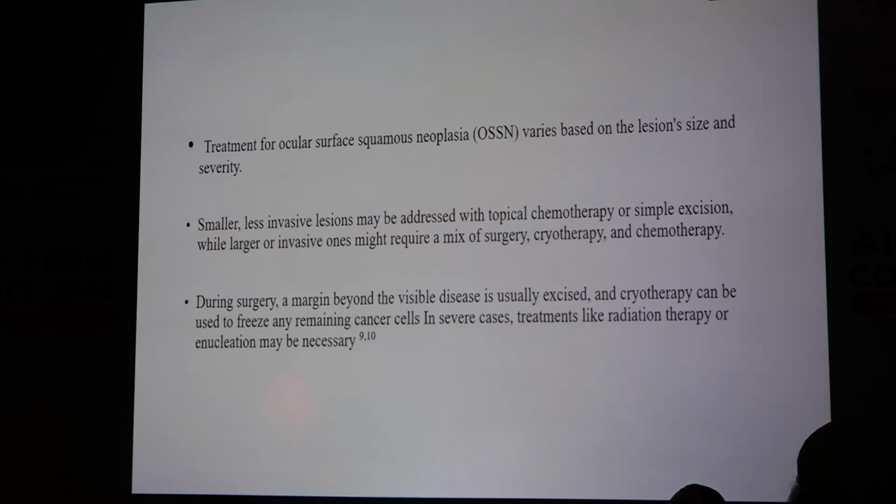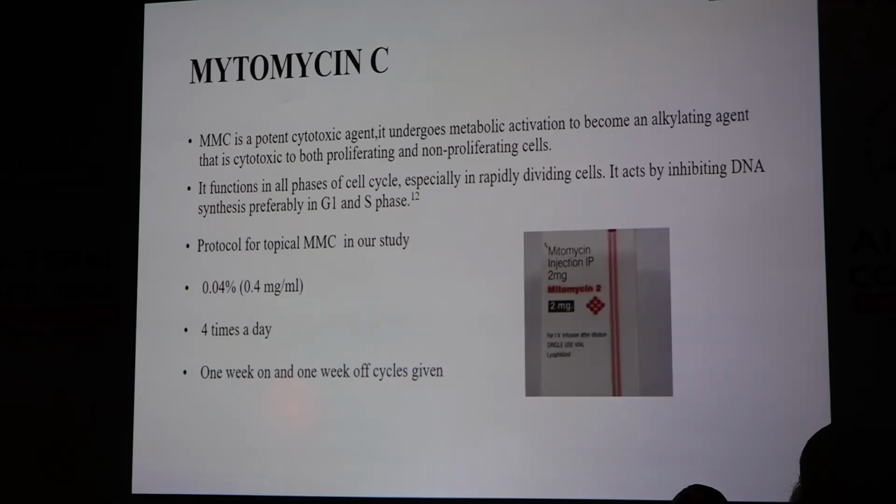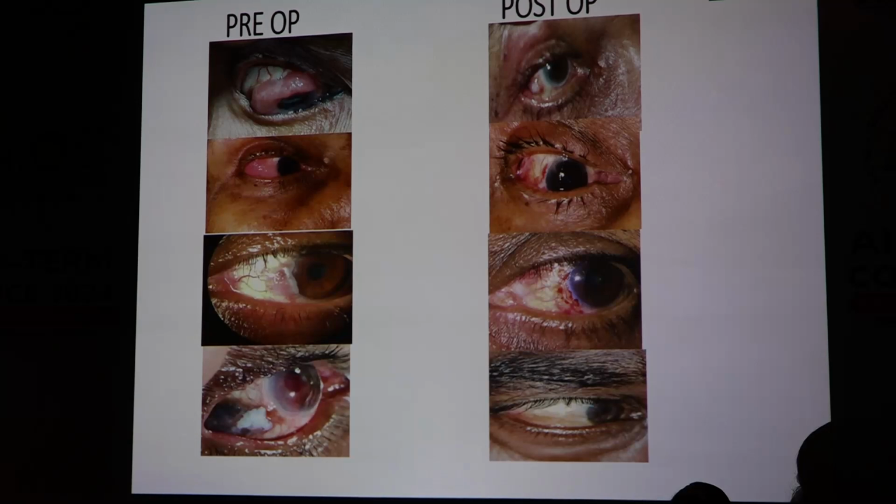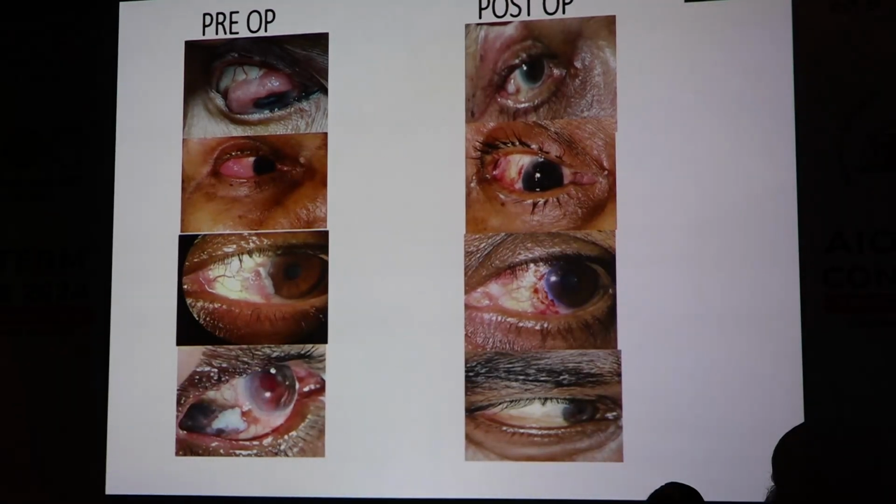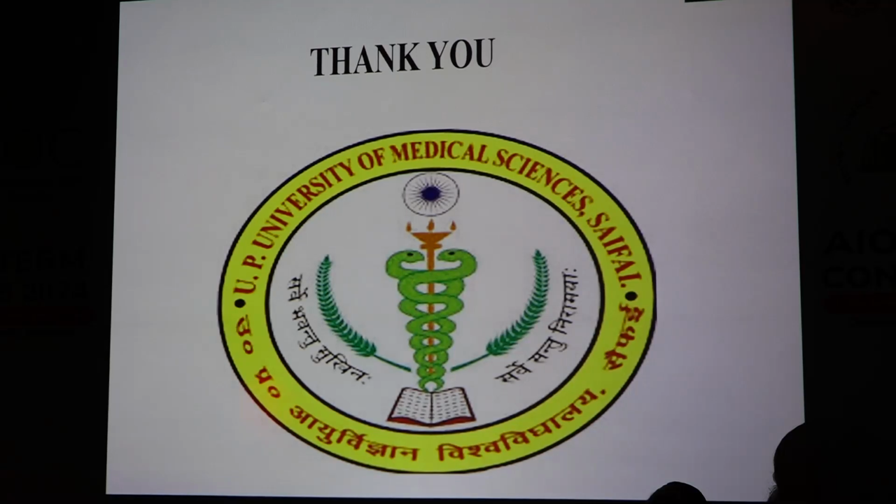Smaller lesions need less invasive treatment, such as complete excision with topical chemotherapy, while larger invasive lesions sometimes also require cryotherapy and radiotherapy. During surgery, a margin beyond the visible area of disease is usually excised, and cryotherapy can be used to freeze the remaining cancer cells. We gave mitomycin C in all of our 4 patients. These are the pre-op and post-op pictures of all 4 cases. These are my references. Thank you.